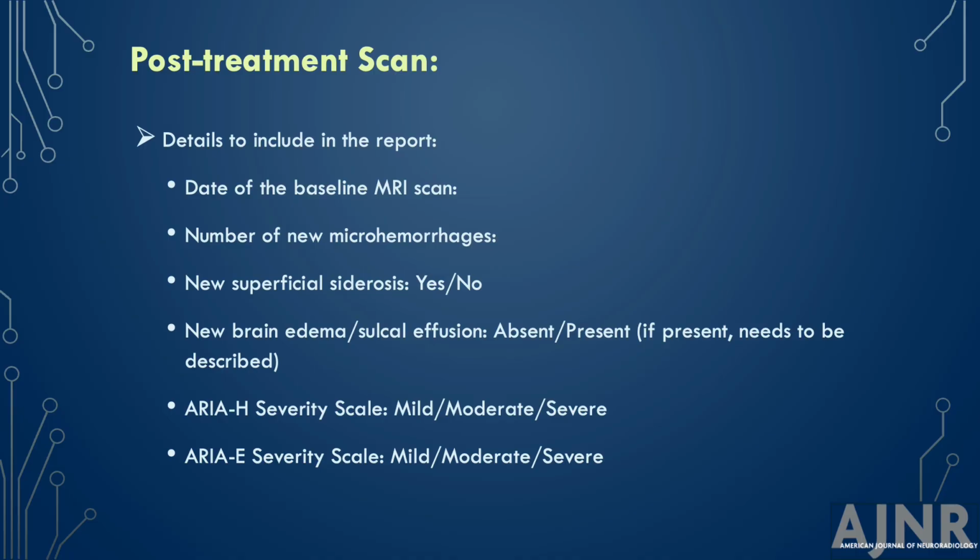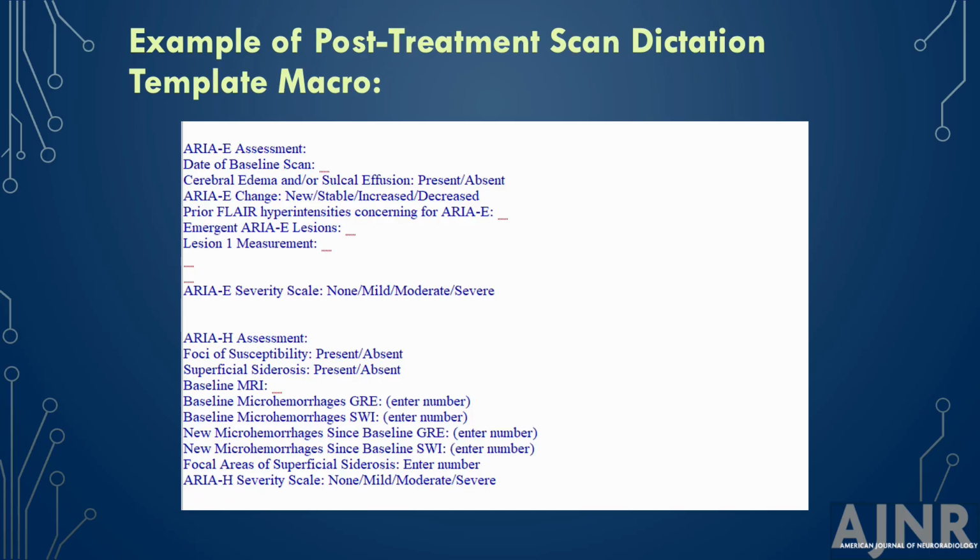In this slide, you can see the details to be included in the report on post-treatment scans. They include date of the baseline scan, number of new microhemorrhages, new superficial siderosis, new brain edema and or effusion, as well as severity scales of ARIA E and H. This slide shows an example of dictation macro that we use for post-treatment MRI studies for ARIA assessment. This can be added to the findings section of the report.